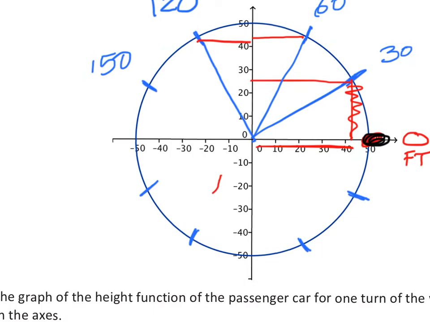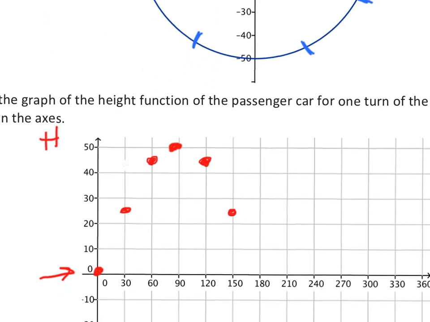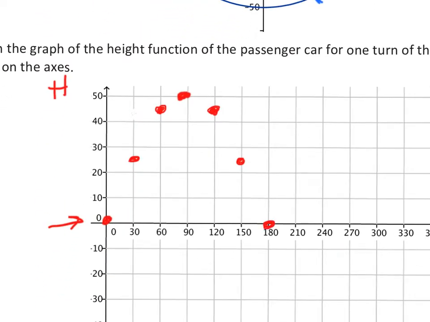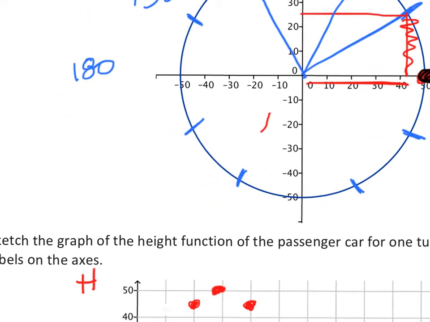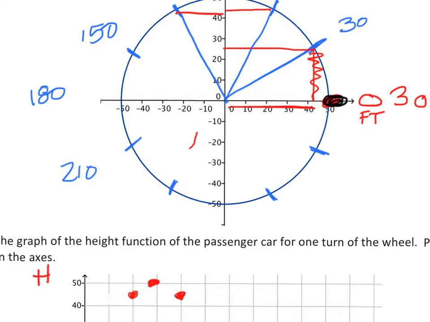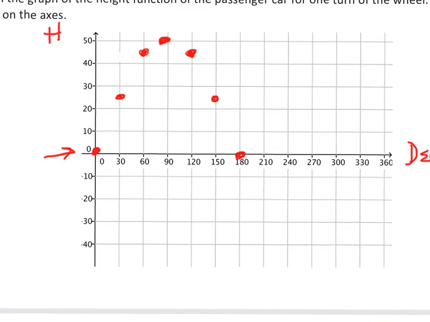So next up is 180. What is the height of the car at 180? 0. So we'll come back down here to 180 and make a 0. Next up is 210. Would the height of the car here be the same as it was for this one here? Of course, mine is free-handed, so would it be the same? It would be the negative version of it. Okay, so we would have a negative 25.